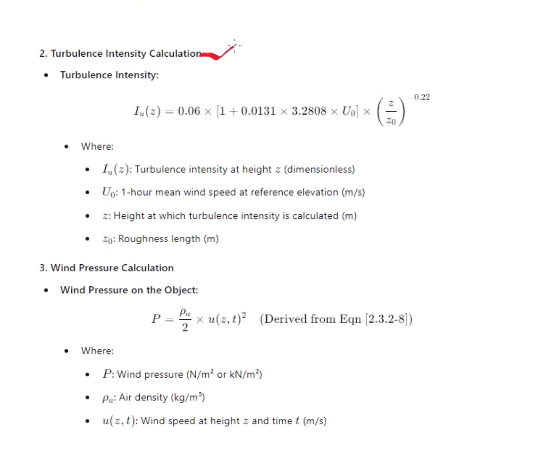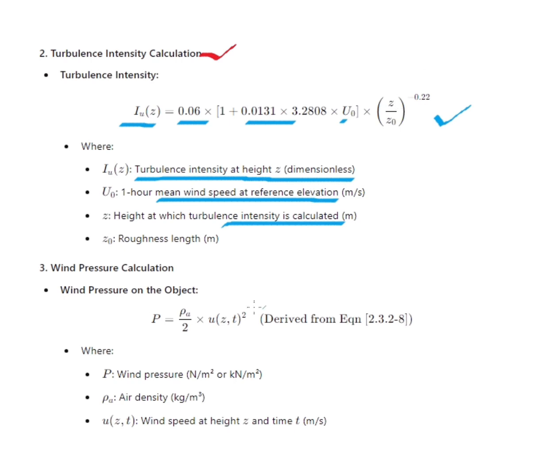We can calculate the turbulence intensity. Turbulence intensity I_Uz is 0.06 times 1 plus 0.131 times 3.28 U naught, with all these factors, minus 0.22 and so on. So turbulence intensity we are calculating. U naught we know is the 1 hour mean wind speed at reference elevation. z is the height at which turbulence intensity is calculated. z naught is the roughness length.